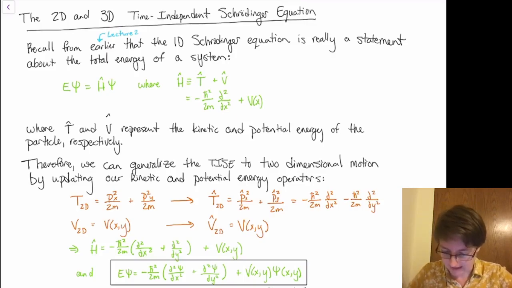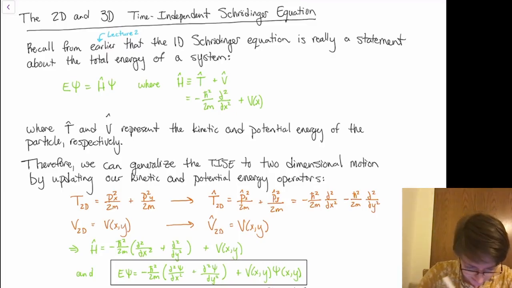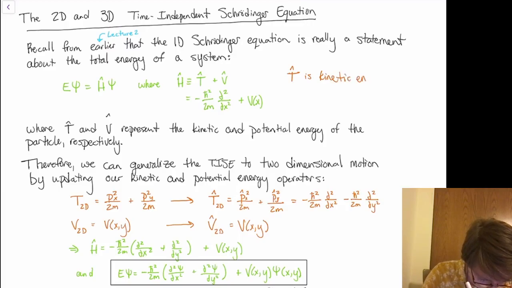So we have that E times psi is equal to H hat, this Hamiltonian operator, times psi. And our Hamiltonian operator is a sum of the 2 pieces of energy that make up the total energy of any system. T represents the kinetic energy operator, and V is our potential energy operator.